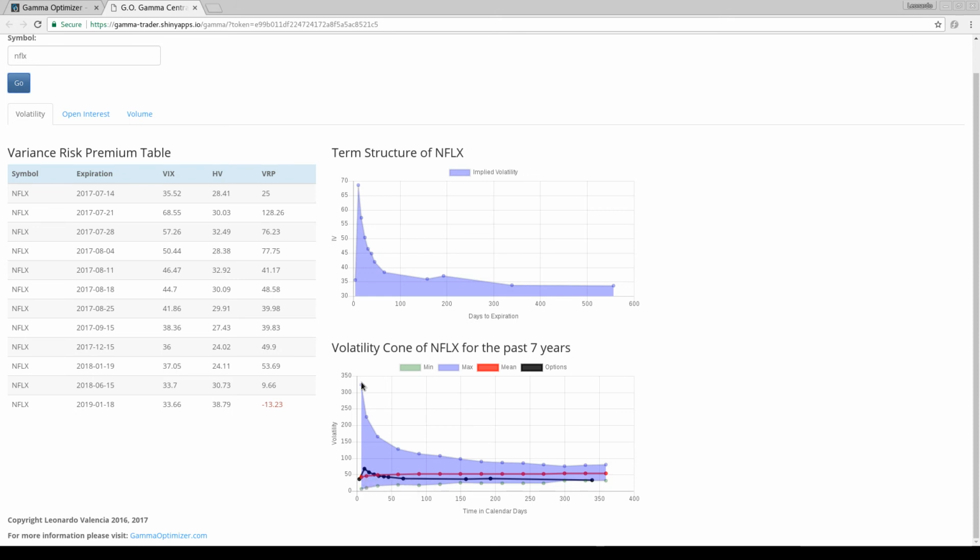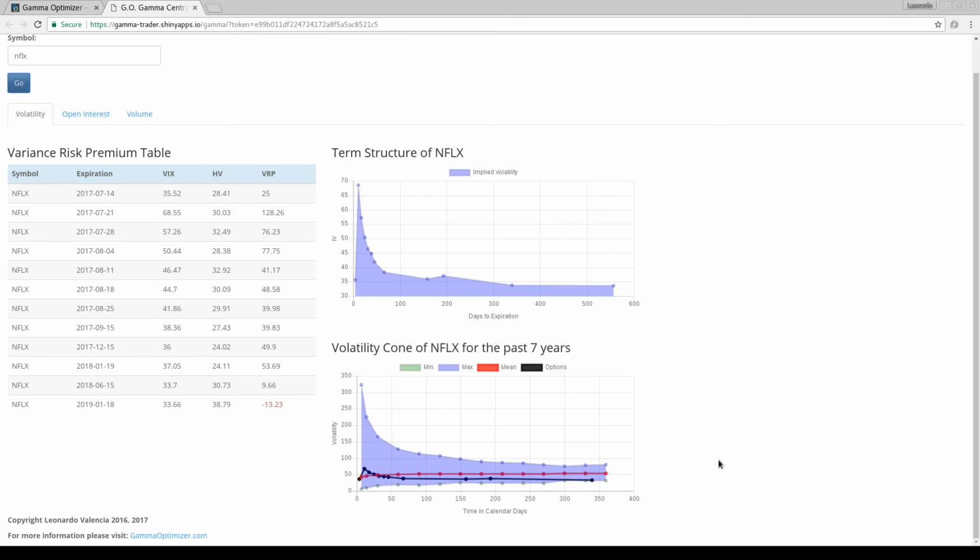I'm using the wrong underlying to show the volatility cone because Netflix is crazy. This thing is super crazy. But it's good to see a volatility cone for crazy underlyings, because the features are the same no matter what underlying you are seeing: you see the expected volatility for a time period. You can see the mean volatility in red. And finally, you can see options in black.